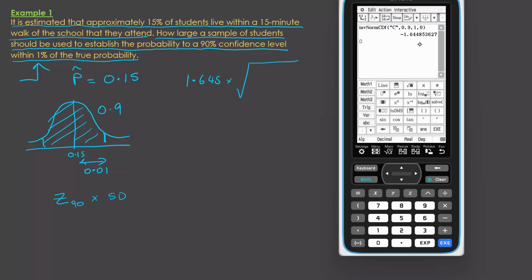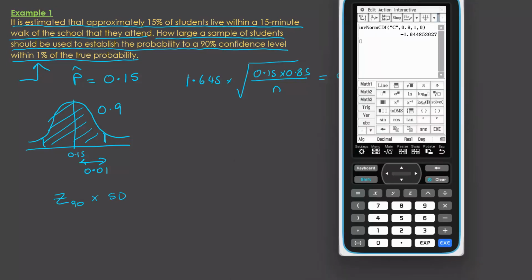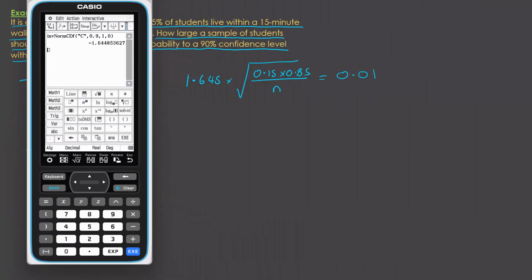multiplied by the square root of 0.15 times 0.85. Remember, that's 1 take away 0.15, divided by n. We don't know the size of the sample. And put that equal to 0.01. So that's certainly one way that we could do this. And we would do it with a solve.